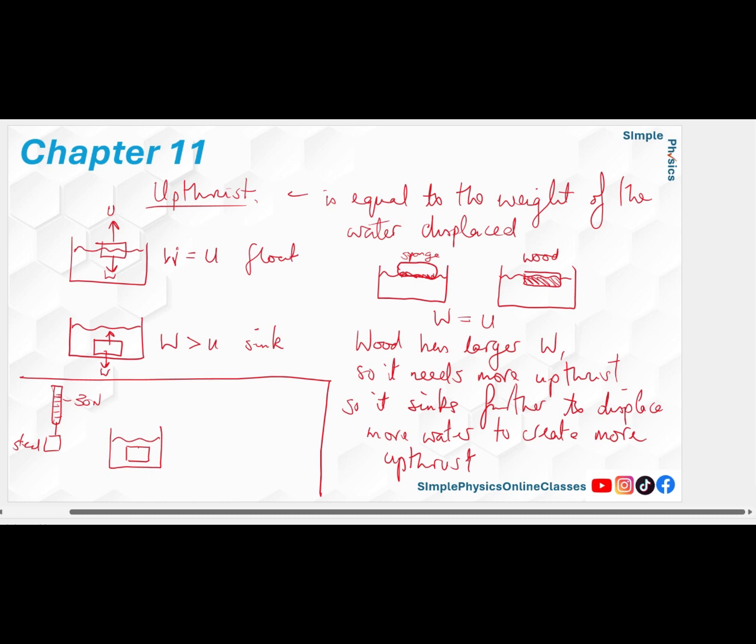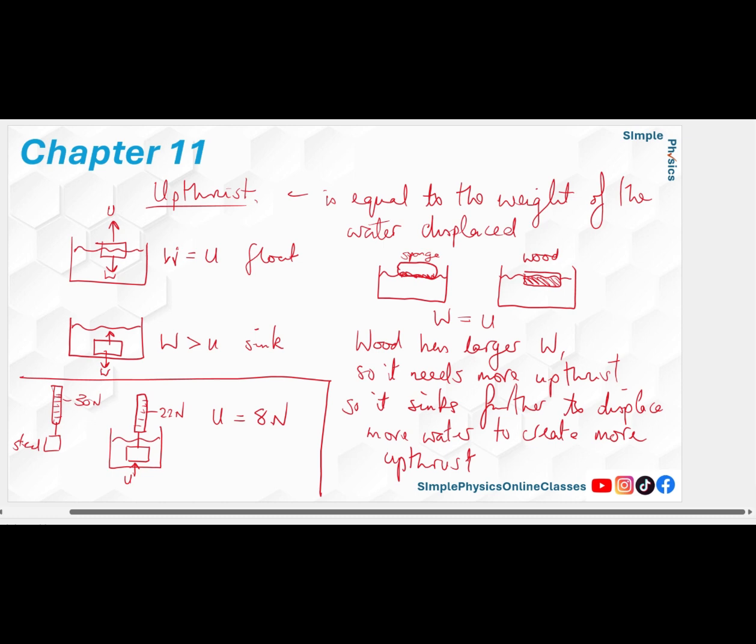Okay, but what you'll notice, it's not going to read 30 newtons anymore. It's going to read, let's say, 22 newtons. Why? Because now there's an upthrust. So how do you work out the upthrust? Well, it's the real weight minus the apparent weight, so it must have been 8 newtons. If you can get that calculation in your head, you'll get the idea of what upthrust is.